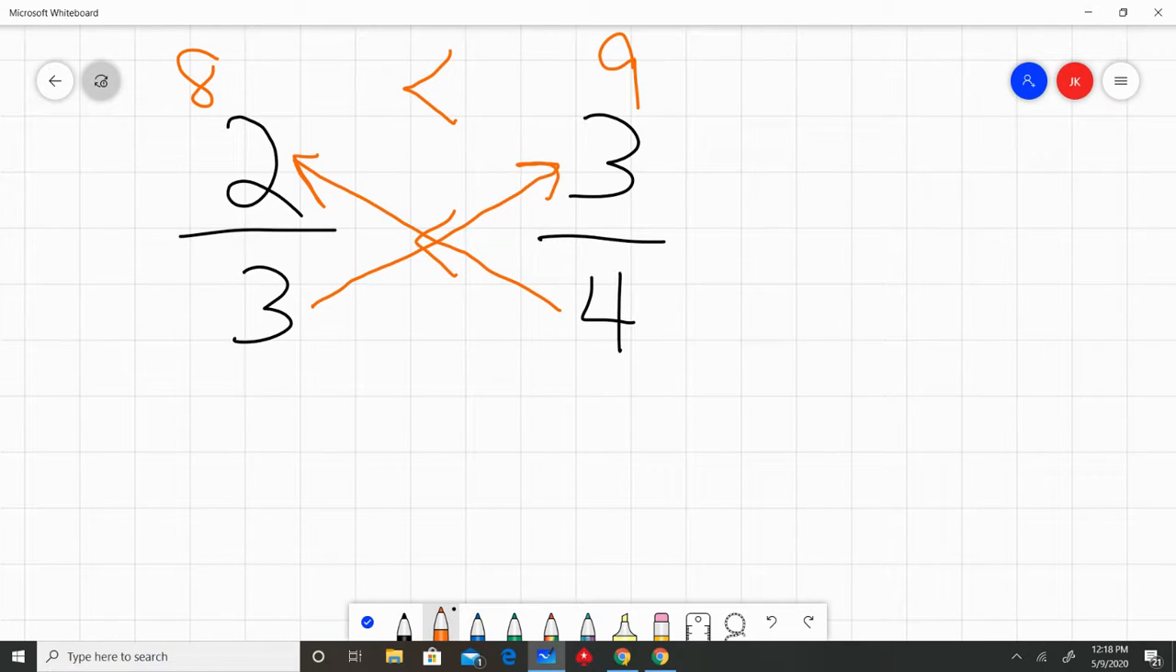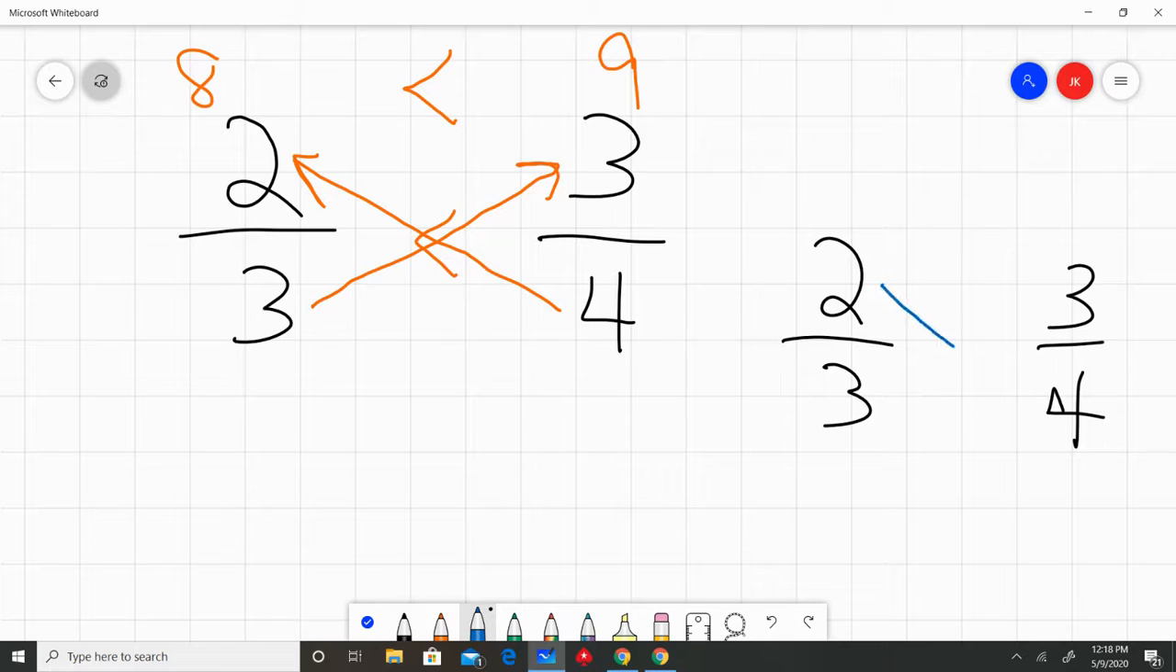Now, here's an error I would like to share with you that many students do every single year. Let's take the same exact fractions. Let's cross multiply them, but this time, let's multiply going down. Let's see what happens when we do this. 2 times 4 would give me 8. 3 times 3 would give me 9.